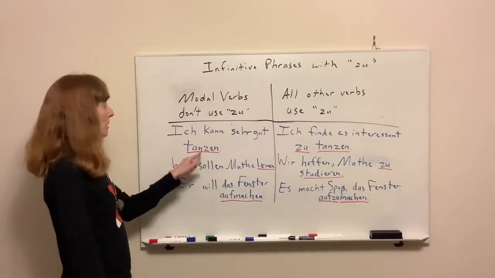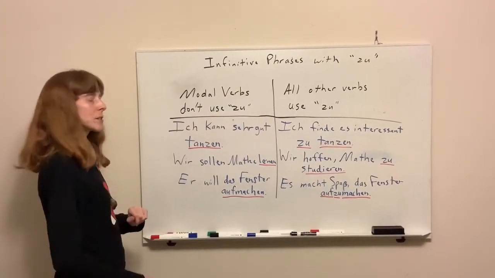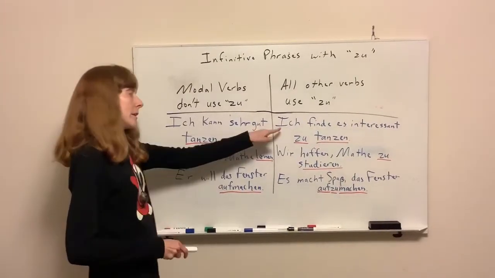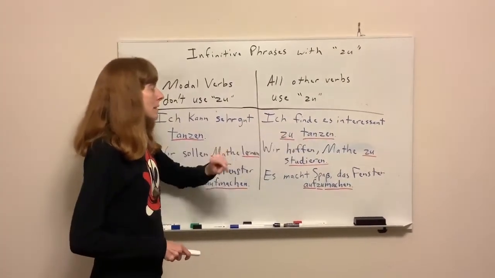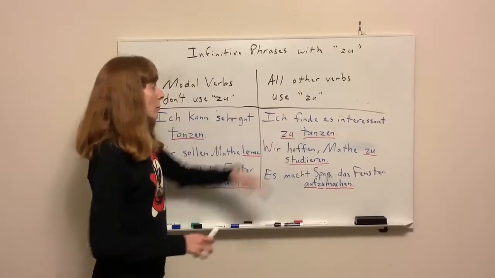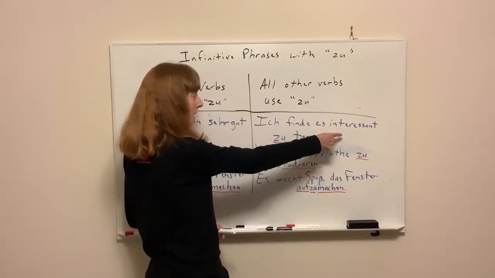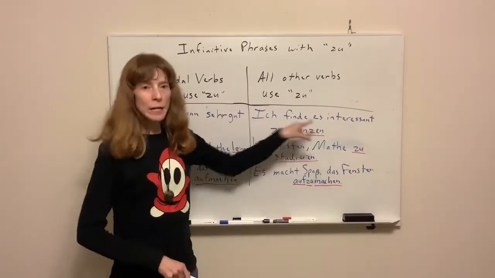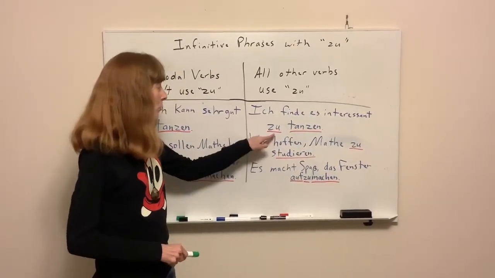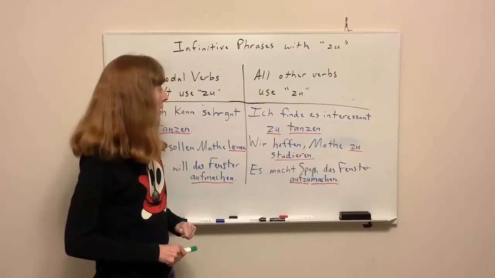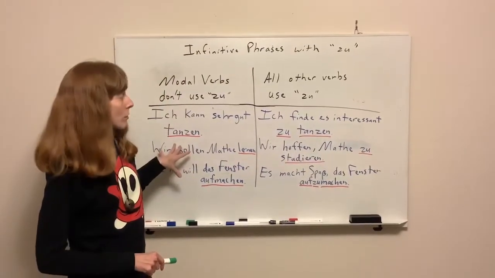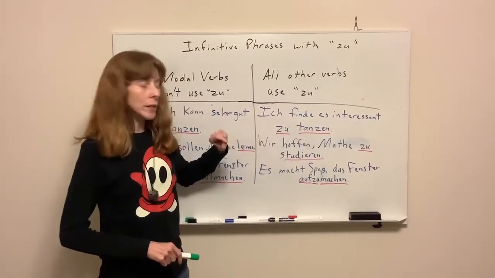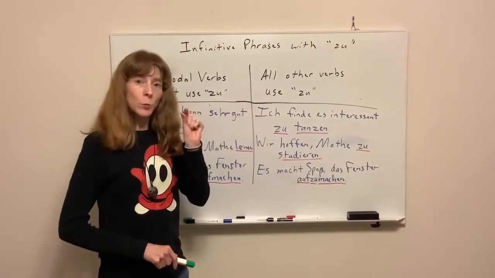Ich kann sehr gut tanzen. I can dance very well. Now, if I want to use the verb tanzen with another verb, ich finde es interessant zu tanzen. I find it interesting to dance. I've got to put the word zu there in front of it. So it basically works just like modal verbs. You're going to kick that other verb to the end, but you put the little bitty word zu in front of it.